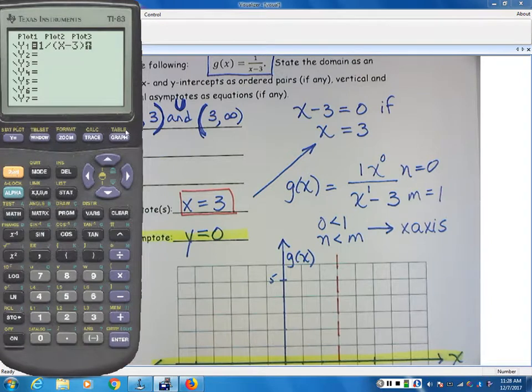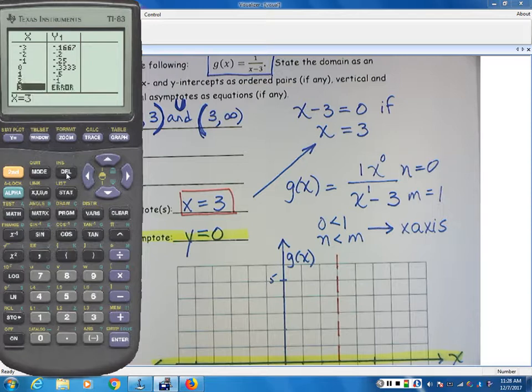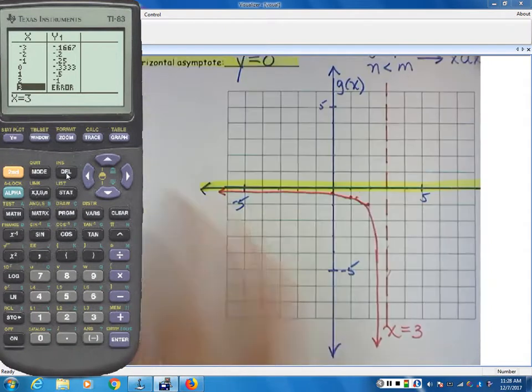And then we'll go to the table. And of course, we don't need any of the numbers that are already there. We need some smaller numbers. So let's go from maybe negative 3, negative 2, negative 1, 0, 1, 2. Of course, when I hit 3, it says error because it's not defined. So that can give you the general idea of what's happening on this side.